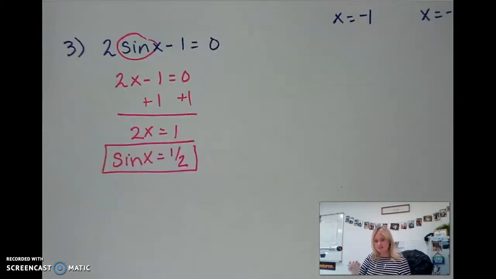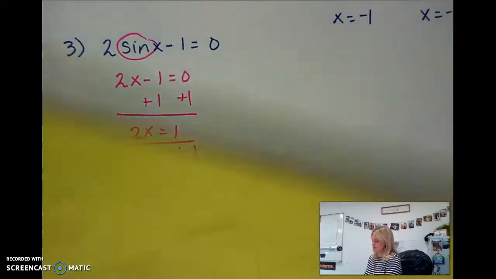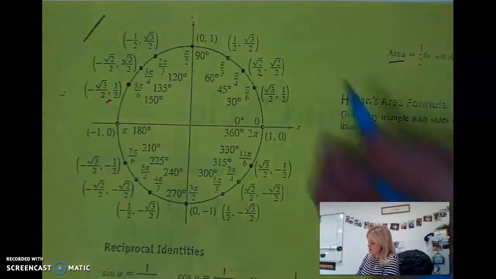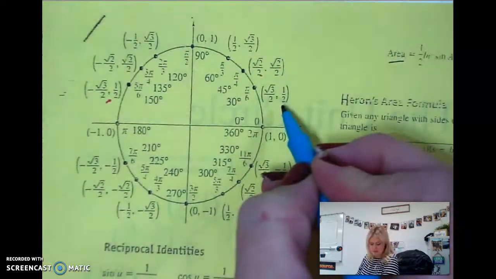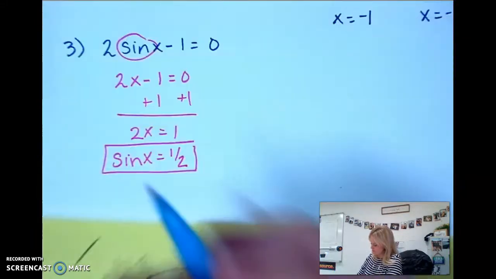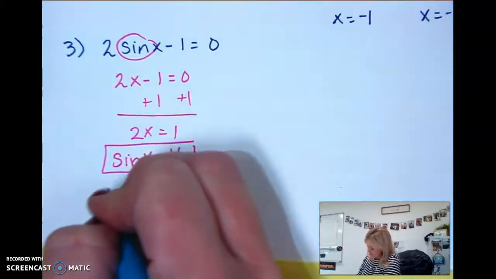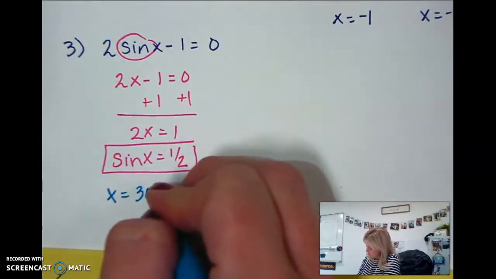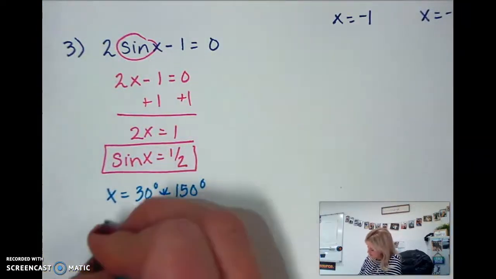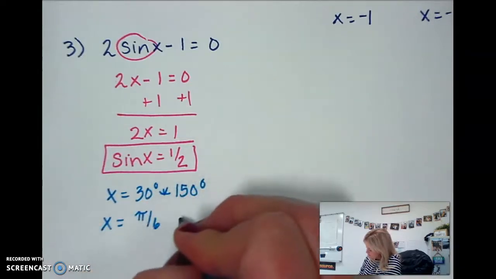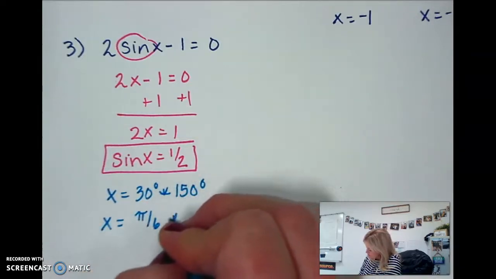Okay, so the next step then is, when does sine equal 1/2? Sine is our y value. Sine is 1/2 at 30 degrees, and sine is also 1/2 at 150 degrees. So we would say x equals 30 degrees and x equals 150 degrees. In terms of radians, that would be at pi over 6 and at 5 pi over 6.